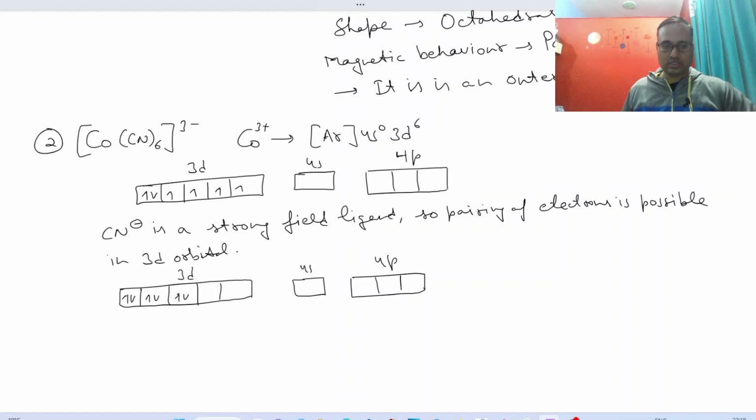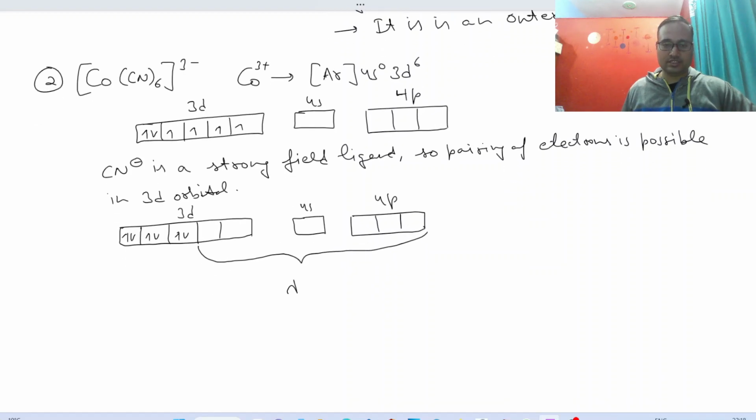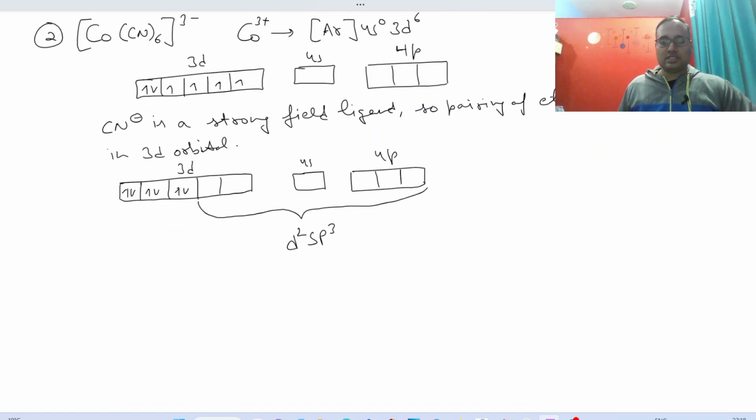So now these 2 orbitals of 3d, the 4s and the 3 orbitals from the 4p undergo the process of hybridization, that is d2sp3. Now as the complex is having hybridization d2sp3, the shape again will be octahedral. Okay, it does not have any unpaired electron. So when we talk about its magnetic behavior, it would be diamagnetic.